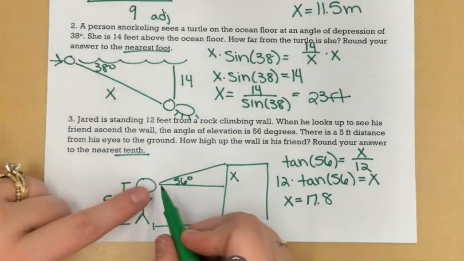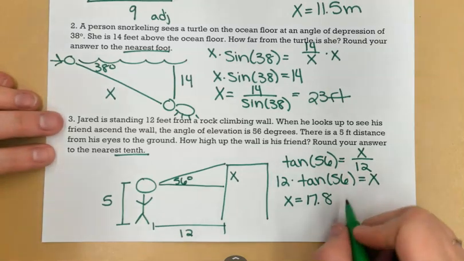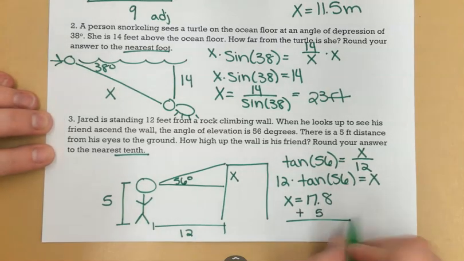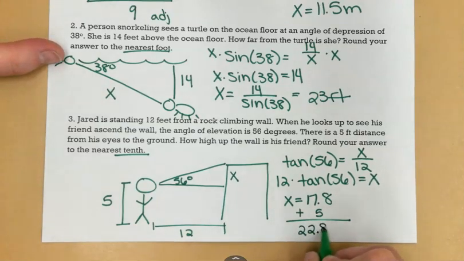But that is just from Jared's eyes to his friend. So we have to also account for that extra 5 feet of distance from the eyes to the ground. So my actual total height is going to be 22.8 feet.